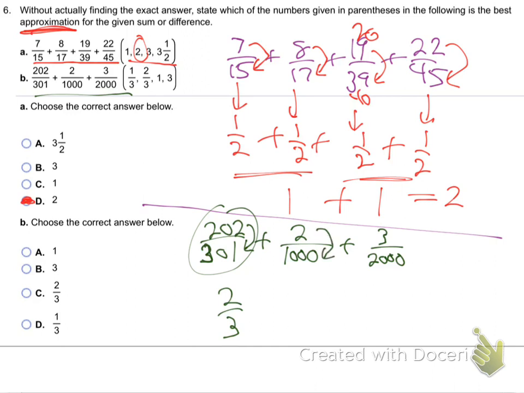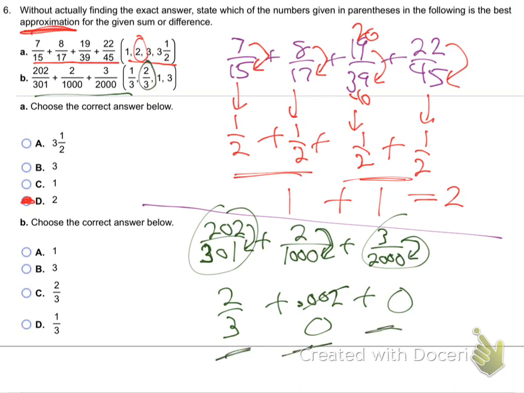What is 2 out of 1,000? If I say 2 out of 1,000 people got an A on that exam, that's virtually nobody. If you do that on your calculator, again, I know we're not supposed to use a calculator, but I want to prove it to you. That's 0.002, right? 2 out of 1,000 is basically 0. It's super close to 0. Same thing here, 3 out of 2,000, that's basically 0. It's a super small number. If only 3 out of 2,000 people get an A on a test, that's virtually nobody, isn't it? So, add up 2/3, nothing, and nothing. It's approximately 2/3.